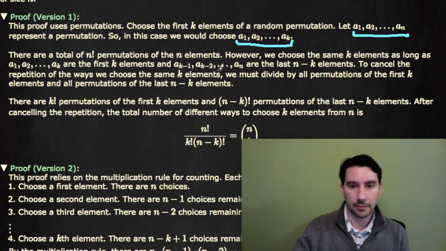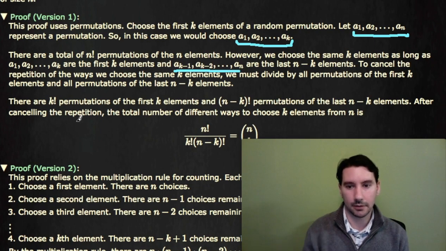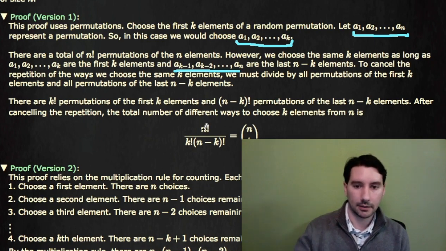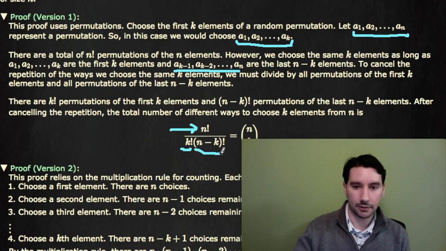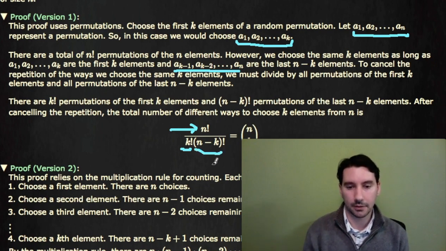Also, there are n minus k elements that we didn't choose, and there are n minus k factorial ways that those could be arranged. So to cancel the repetition, we need to divide by the n minus k factorial permutations of those elements. That gets us n factorial total ways to rearrange n objects, and then we have to divide out the k factorial permutations of the k objects that we do choose, and also divide out the n minus k factorial permutations of the n minus k objects we did not choose. I like that proof because it's real short and sweet, but it's a little non-intuitive.